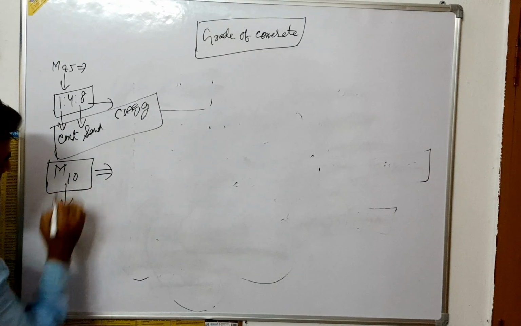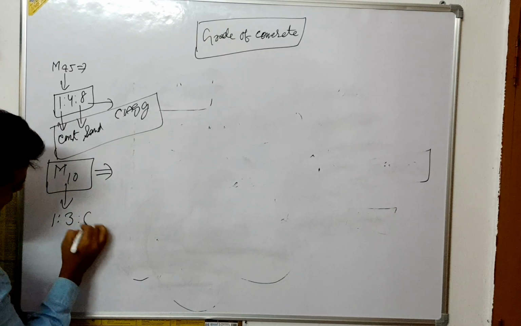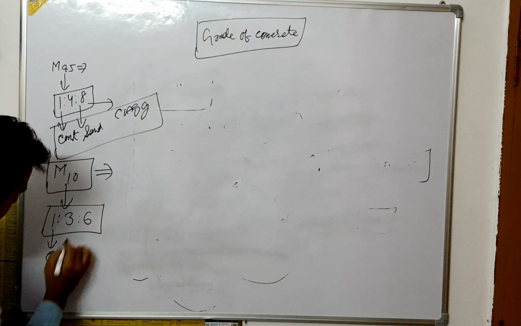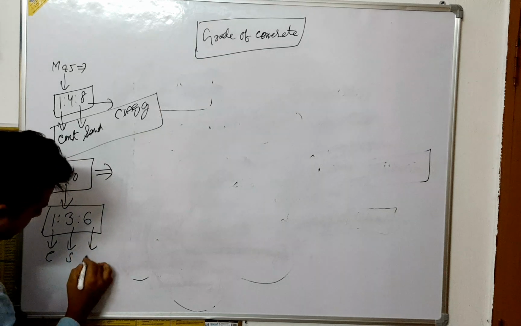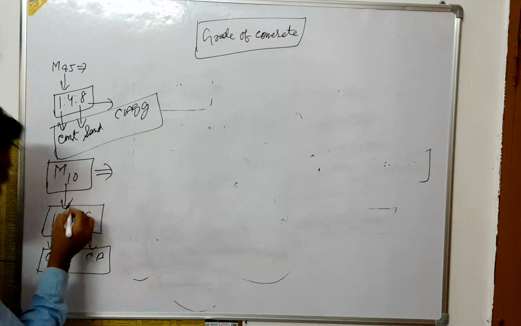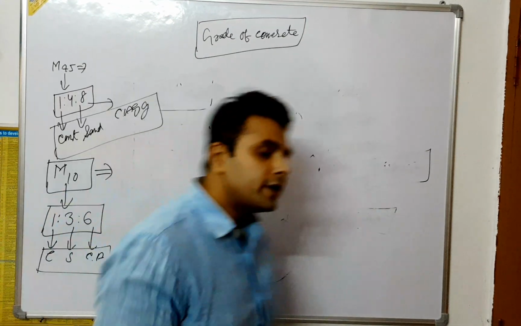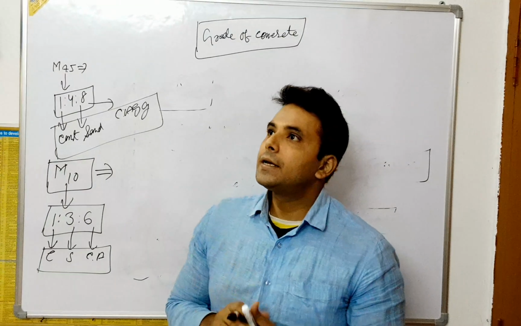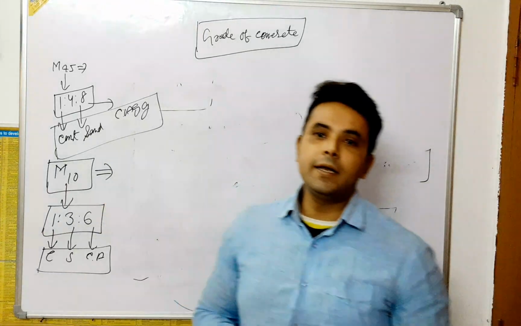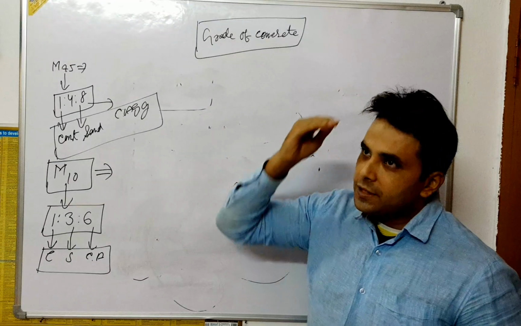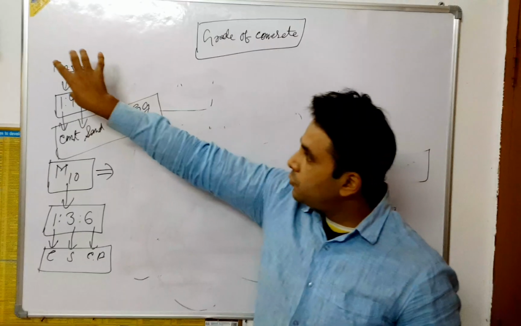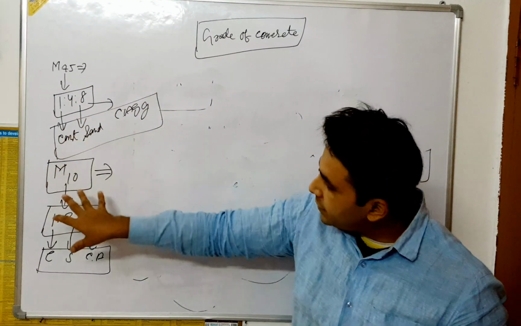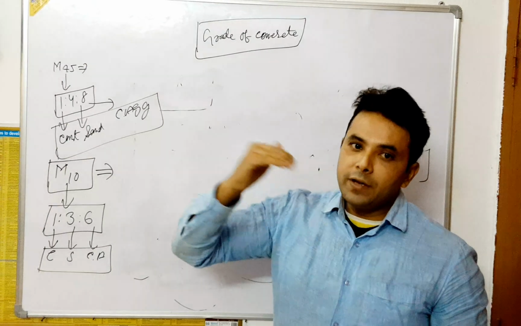M10, the proportion of M10 is 1:3:6. Clear? 1 is cement, 3 is sand and 6 is coarse aggregate. Where can we use M10? We can use M10 like M7.5, but there is a difference. Suppose you are going to construct a residential building, in the covering part you have to use M7.5 grade of concrete. But in a multi-storey building, we have to use M10 grade of concrete in only the covering part. Clear?